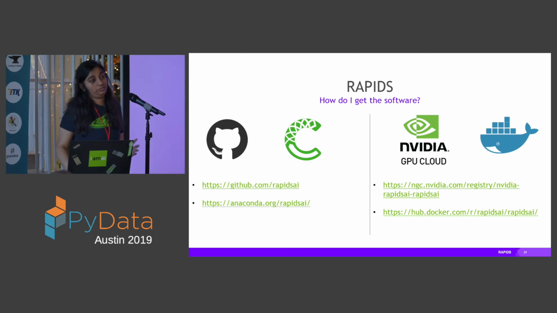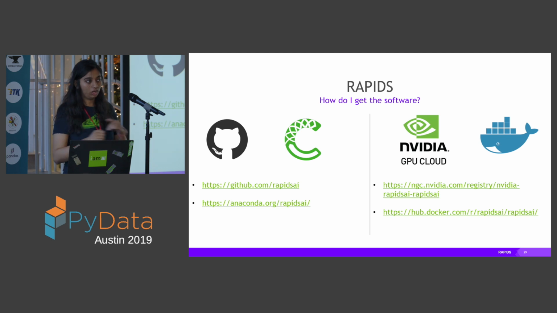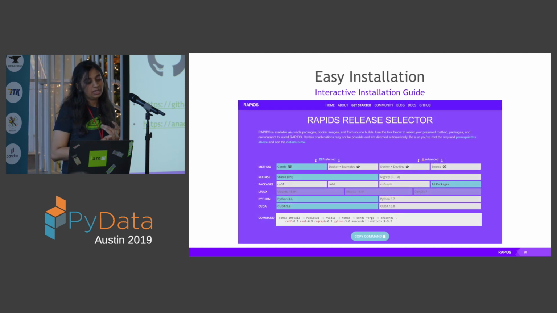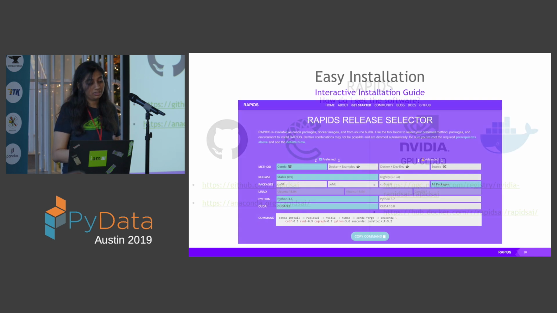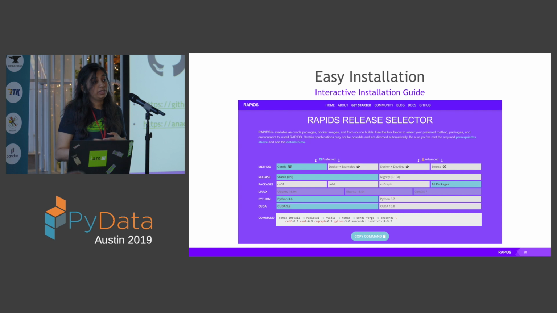And if you are interested in using Rapids, it's super easy. We have a GitHub page, which has all the code in there. It's all open source. If you don't want to build it from source, there are Conda packages that you can just conda install. And we also have Docker Hub containers.